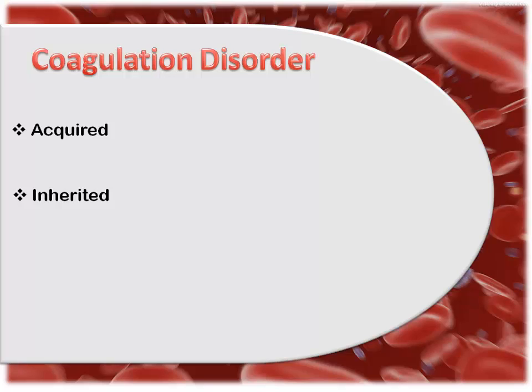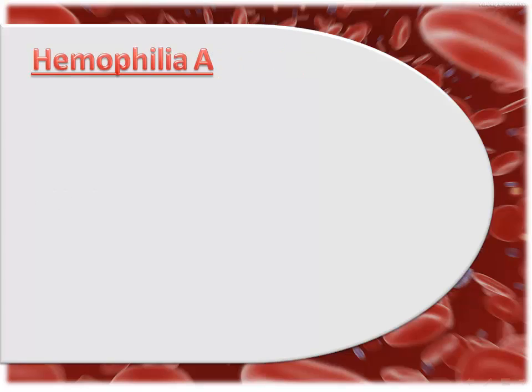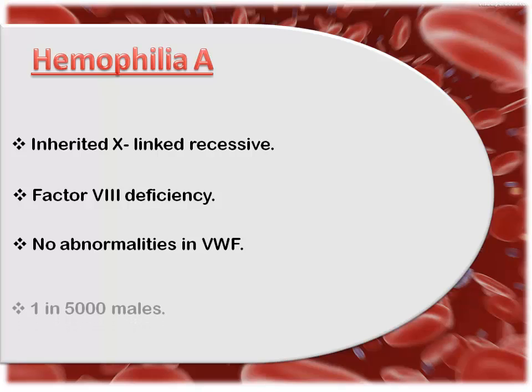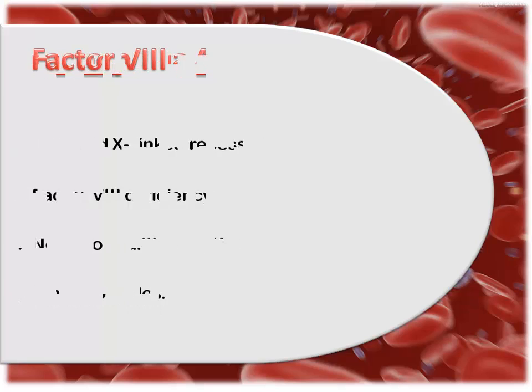So let's start talking about hemophilia. Hemophilia A in the beginning is an inherited X-linked recessive disorder characterized by factor VIII deficiency or lack of factor VIII. But there are no abnormalities in the von Willebrand factor, which has a significance which we will talk about later. The prevalence of hemophilia A is about 1 in 5,000 males.